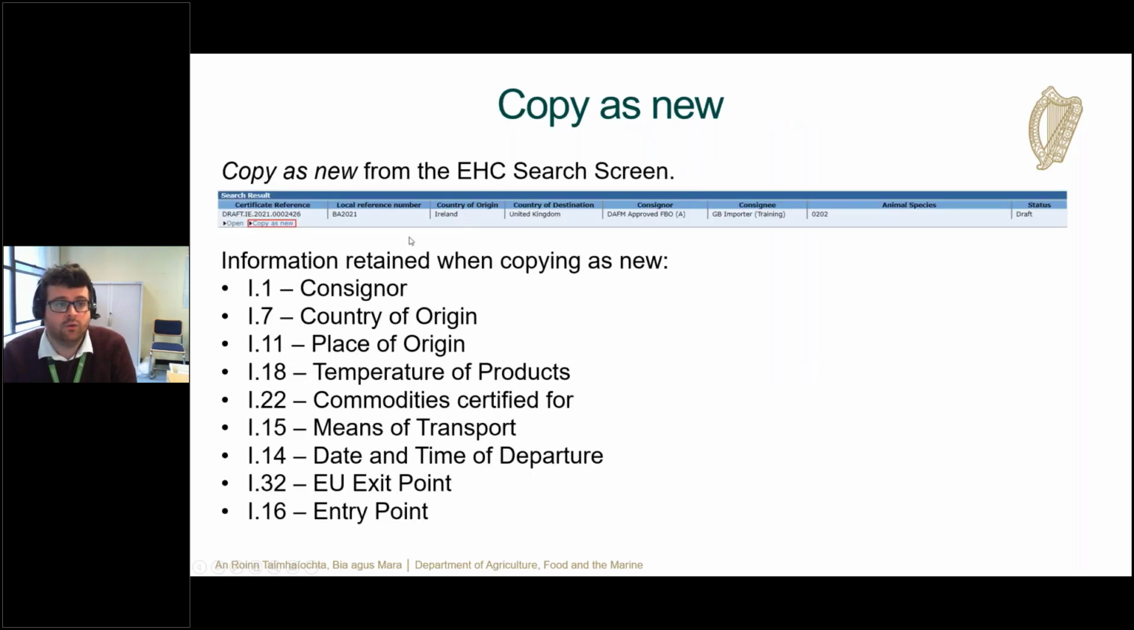And then, as I said, when you copy as new, once you have the draft saved, you can see it there. The information that's retained is as such: the consignor, country of origin, place of origin, temperature of products, what the commodities are certified for, so that they are certified for human consumption, the means of transport, date and time of departure, the EU exit point, and the entry point. All of that information, if I had input that into my draft, would have been saved. So just please make note of that.